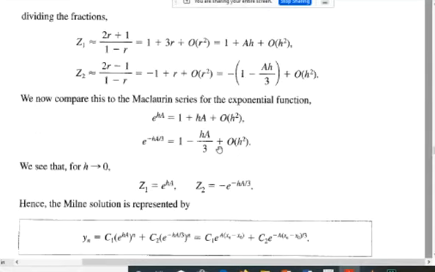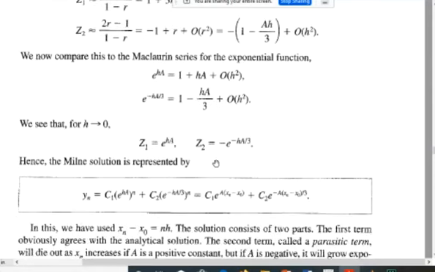exponential expansions of e^{ha}, and finally we can get z1 and z2, and we can see the Milne solution is represented by these values: y_n equals c1 e^{ha} to the power n plus c2 e^{-ha/3} to the power n, and vice versa.